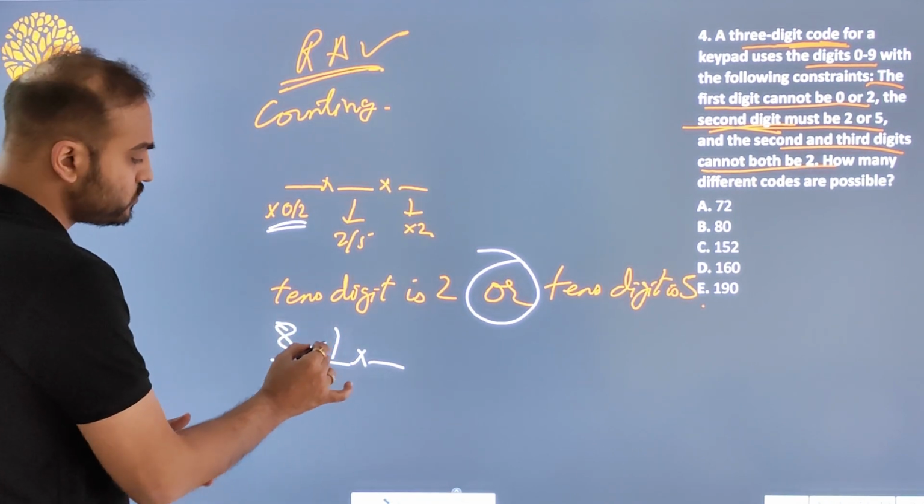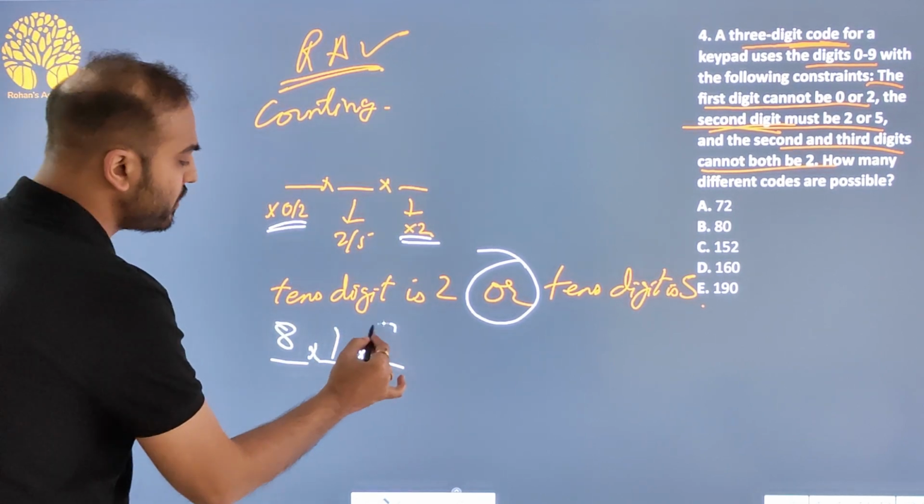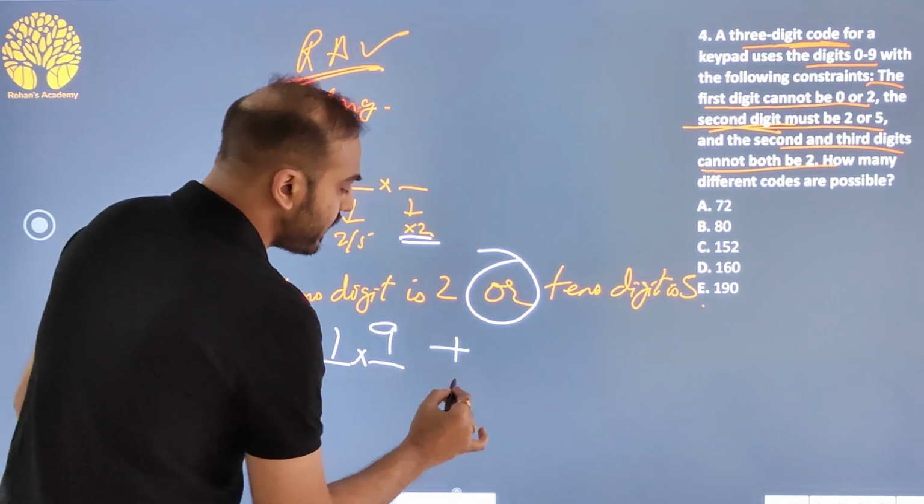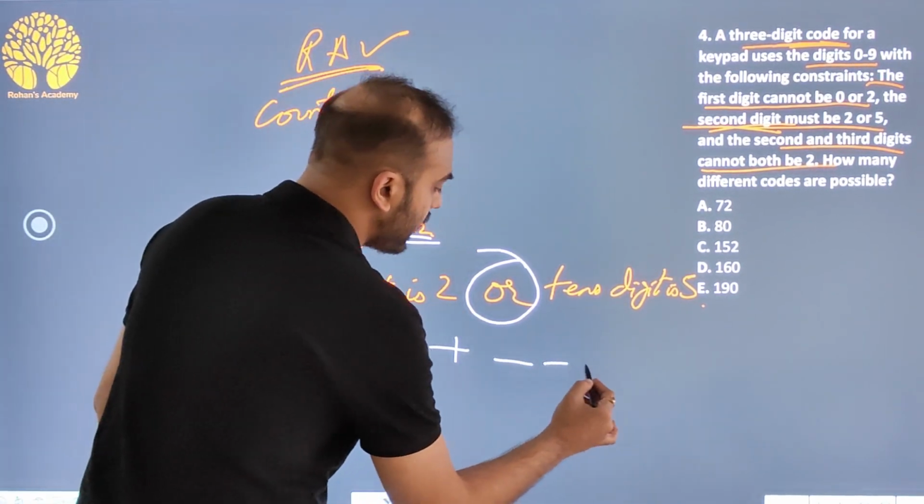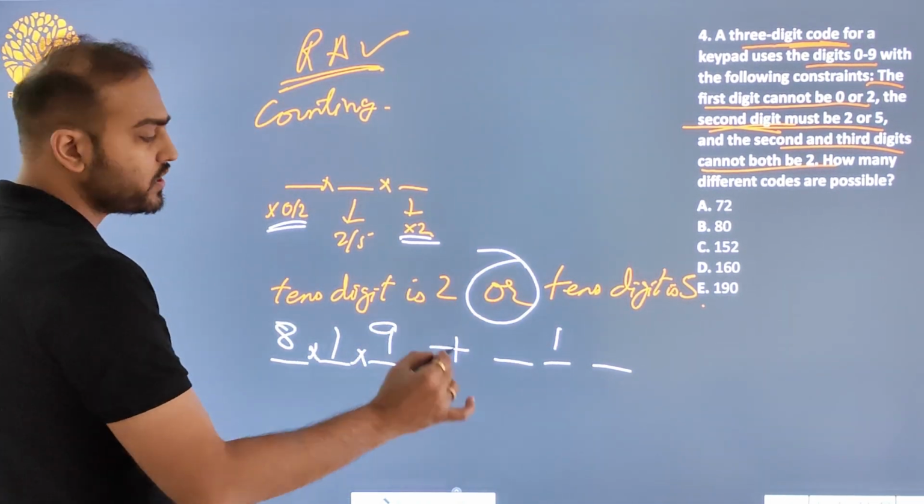Second, the tens digit is 2. The units digit cannot be 2, so it can be one of the remaining 9 options. Or means addition. I can have the tens digit as 5. So I have one option, it has to be 5, no other option.